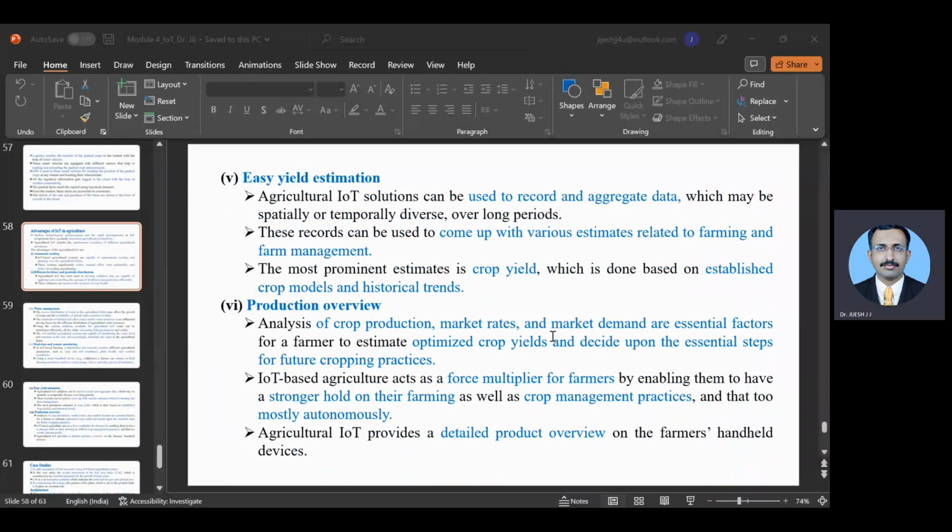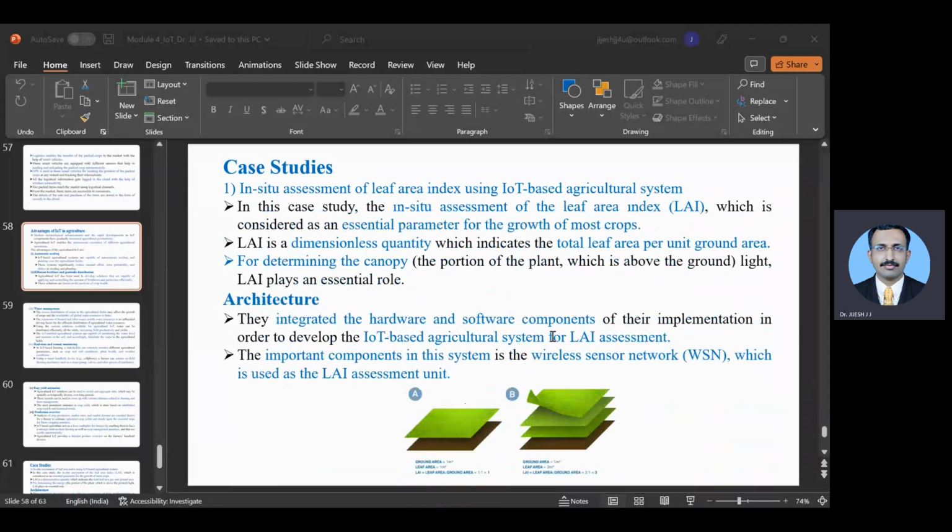So we will now see one more case study where one of the research scholars or authors has studied in detail the productivity of the land and what he has come across in the process of understanding this. We are going to study the case study in which the assessment of leaf area index using an IoT based agricultural system. So what do you mean by leaf area index?